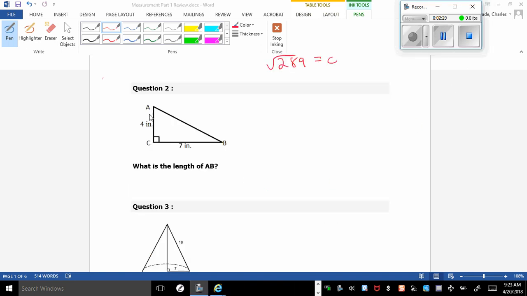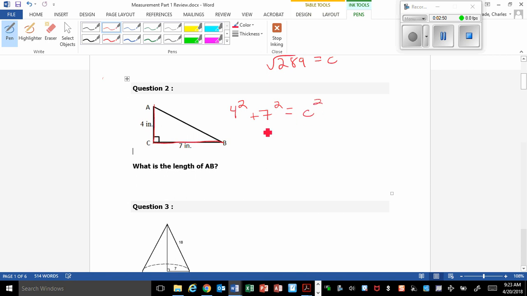On question 2, same thing here. We have the leg here, and the leg here. We need the hypotenuse, the length of AB. That's what they're looking for. So we're going to go 4 squared plus 7 squared equals c squared. And then your calculator, 4 squared, which is 16, plus 49 equals c squared. 16 plus 49 equals 65, equals c squared.